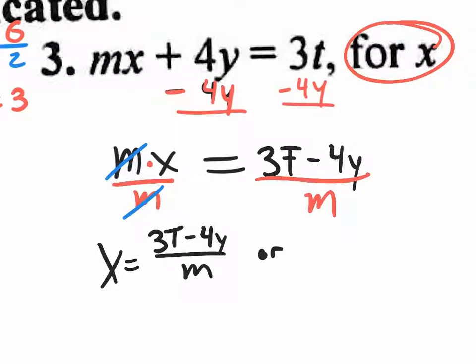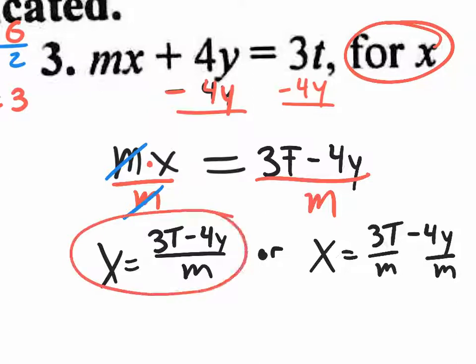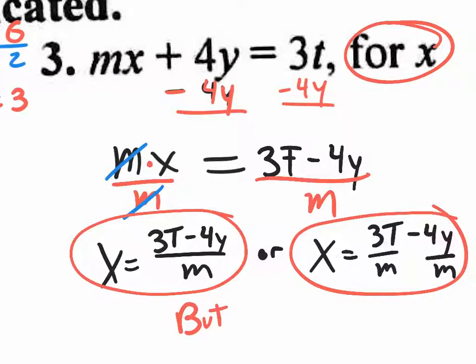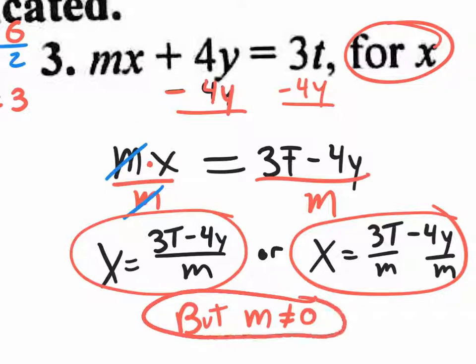Or you could also say x equals 3t minus 4y, and each of them divided by m. That's also a very acceptable answer. Either that one or this one, like with the m separate. Now, what is the extra detail I need to write right here? But what? m cannot be equal to 0. Why can't it be equal to 0? Because if you had a 0 right here, it would all become undefined, right? If you had a 0 down here, it would all become undefined. Or a 0 down here, it would all become undefined. So you have to throw in this additional statement that m cannot be 0.